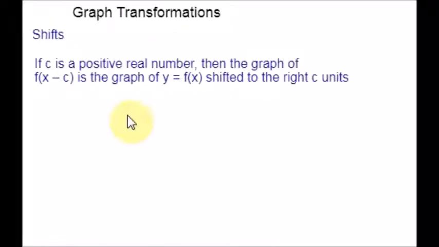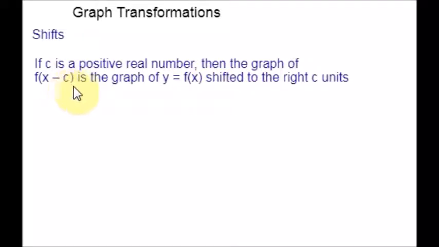If c is a positive real number, then consider the graph of f of x minus c. Please notice that a constant is subtracted within the function, unlike the previous two rules. In the previous two rules, the constant was subtracted outside the function, but here it is subtracted within the function. Then this shift is called a right shift. The graph would be shifted to the right side by c units.